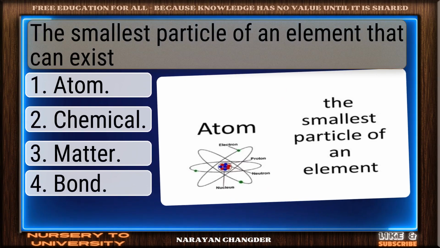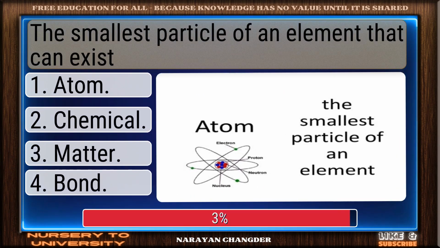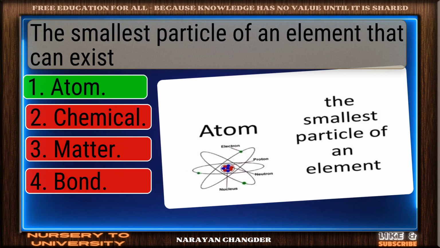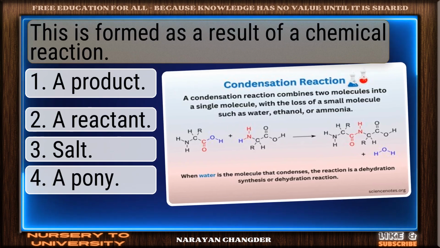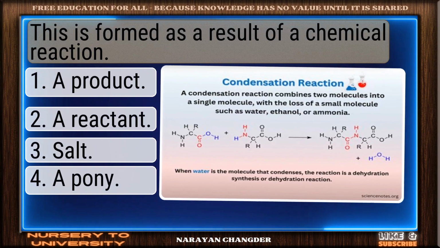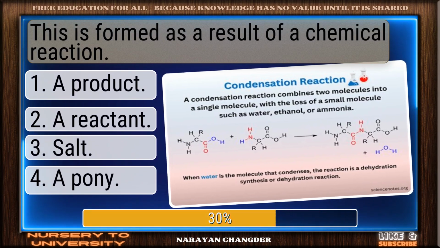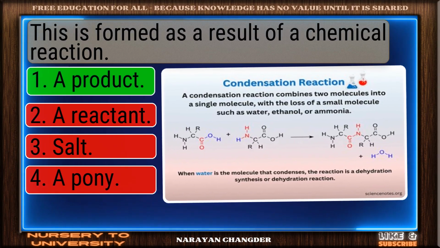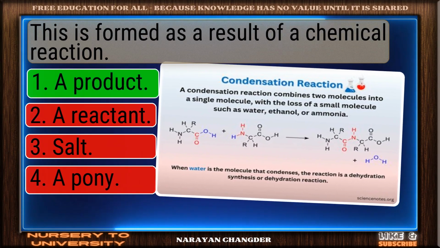The smallest particle of an element that can exist. Nicely done. Atom is a solid answer. This is formed as a result of a chemical reaction. You got it. Your choice, a product, is right.